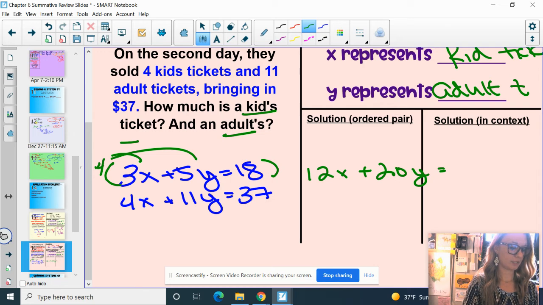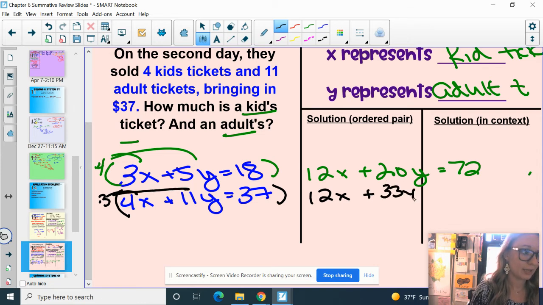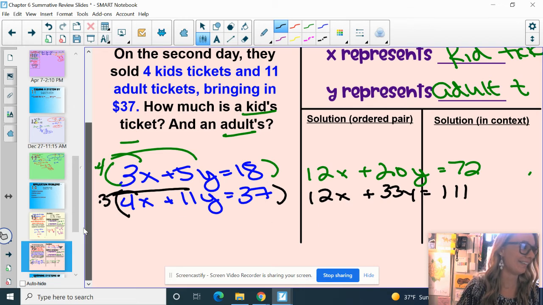I'll just do some quick mental math here. 18 times 4 is 72. Okay. For my second equation, to get the 4 to match a 12, we have to multiply everything by 3. So 3 times 4x is 12x plus 3 times 11y is 33y. Oh, and some more mental math. 3 times 37. I just knew it in my head. 111. Yes.